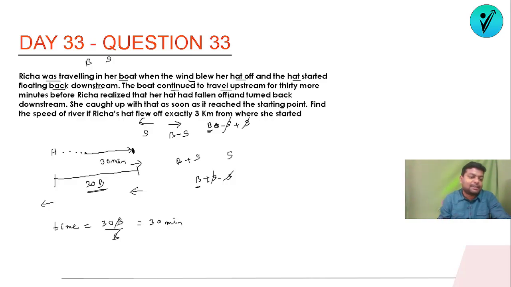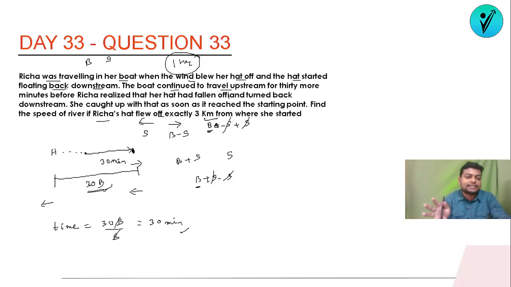तो total time कितना हो गया? The total time for which the hat has flown is what? 30 minutes for creating the gap and 30 minutes to compensate the gap. So total time will be what? 1 hour. So the hat has floated for 1 hour. ये जो आपका हैट था ना रिचा का, वो टोटल कितनी टाइम के लिए फ्लोट किया? 1 आवर. और यहां पर एक लाइन लिखा हुआ है, इफ रिचाज हैट फ्लू ऑफ एग्जैक्टली 3 किलोमीटर.